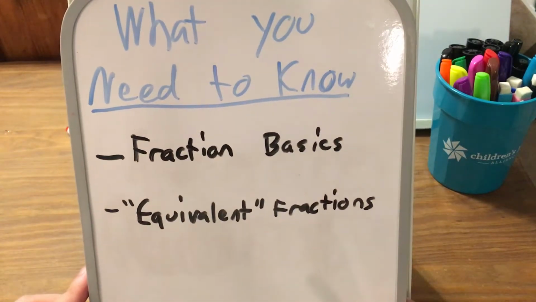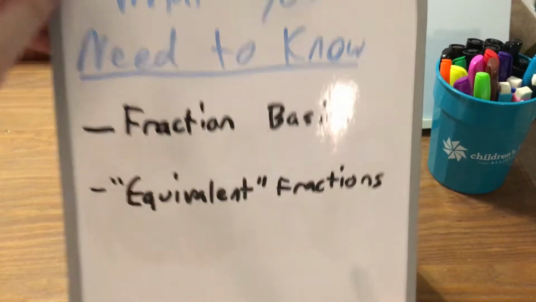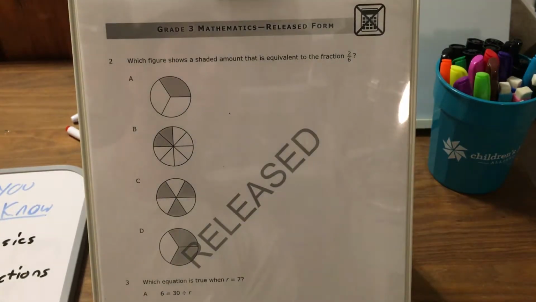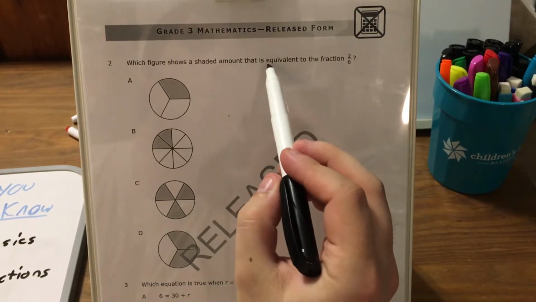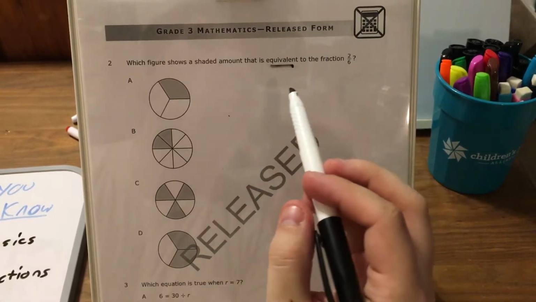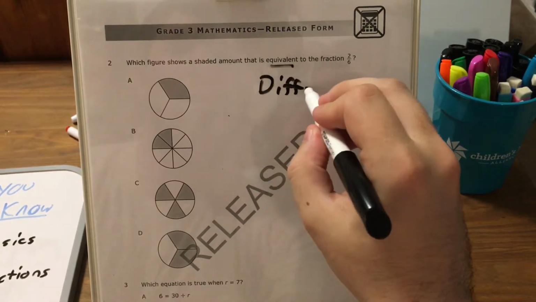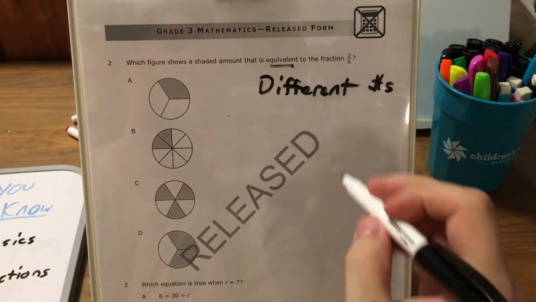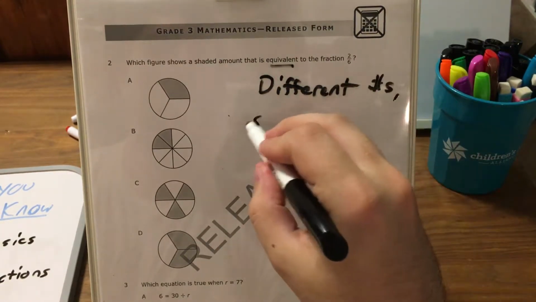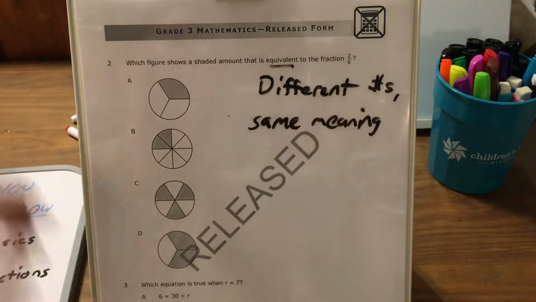So what we're going to need to know in order to do really well on this question and questions like it are the basics of fractions and then what it means for two fractions to be equivalent. The most important of these is what equivalent means. The basic definition of equivalent is that we use different numbers but they mean the same thing.